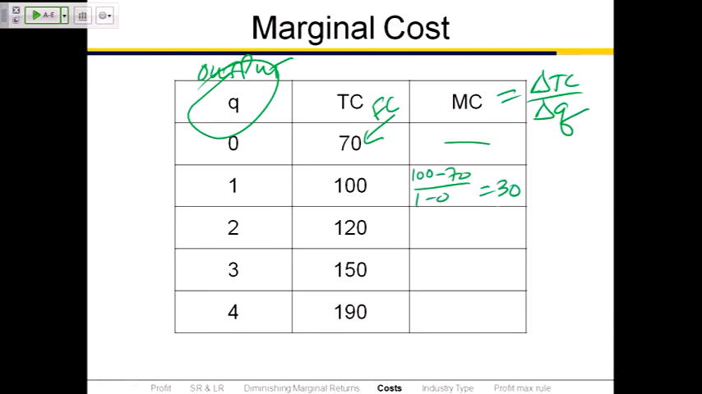The marginal cost of producing the second unit, 120, the total cost of producing 2, minus 100, the total cost of producing 1, divided by the change in output, 2 minus 1, is 20. The marginal cost of producing the third unit is 30. The marginal cost of producing the fourth unit is 40. Notice that the marginal cost went down, and then they started to go back up. That's the flip side of our law of diminishing returns. When those marginal costs hit their minimum and start to go back up, that's the point where those diminishing returns kicked in.